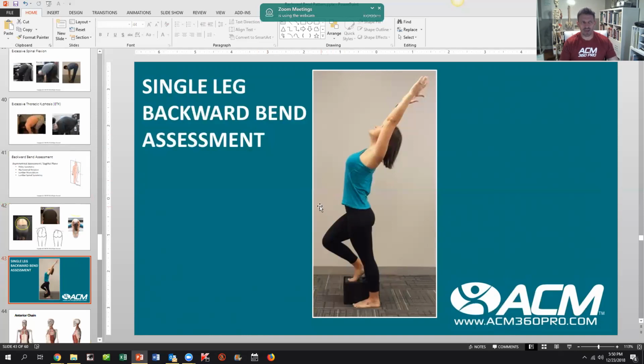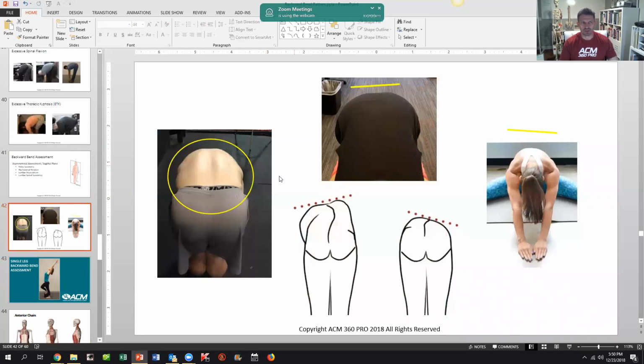So someone who has an asymmetry in their toe touch, it may come from one hip not being able to go into flexion or internal rotation.